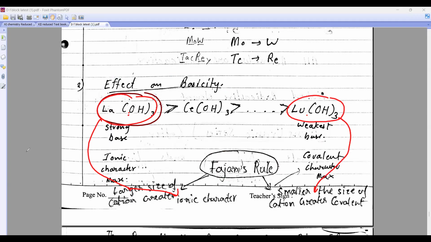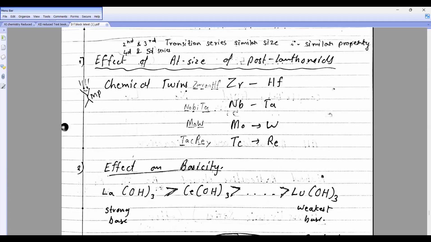Arrange them in the increasing order of basicity. Will you be able to arrange them? It will be La to Lu. Very good. Then we study the effect on atomic size of post-lanthanoids. What are post-lanthanoids? I'll show you. Look here.